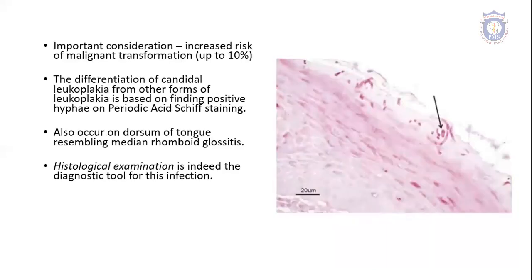So an important consideration for chronic hyperplastic candidiasis is that these infections have an increased risk of malignant transformation up to 10%. The differentiation of candida leukoplakia from other forms of leukoplakia is based on finding positive hyphae on periodic acid Schiff staining. As in the picture, you can see the presence of hyphae on periodic acid Schiff staining. Histological examination is indeed the diagnostic tool for this infection. If this condition occurs on the dorsum of tongue, it may resemble median rhomboid glossitis.